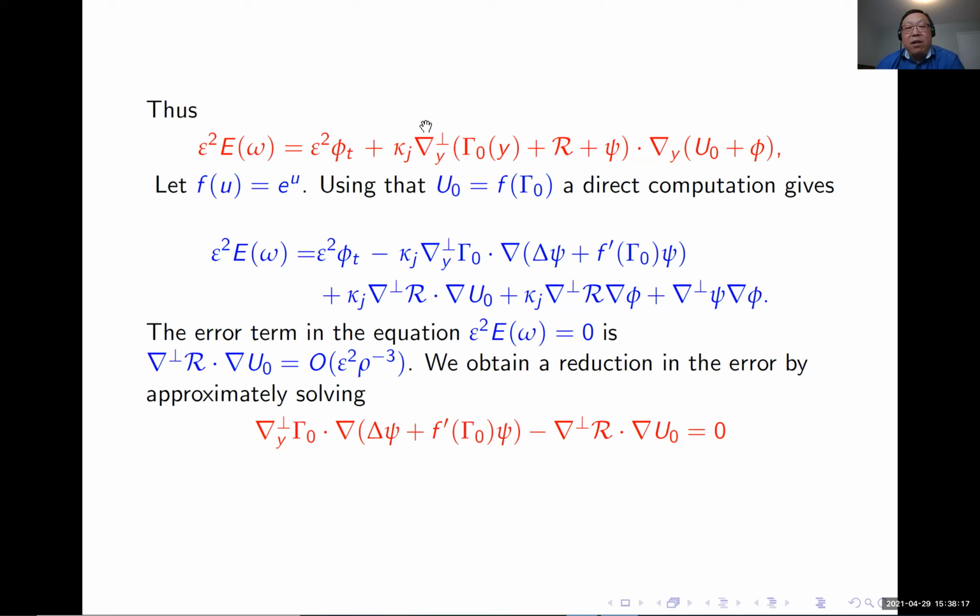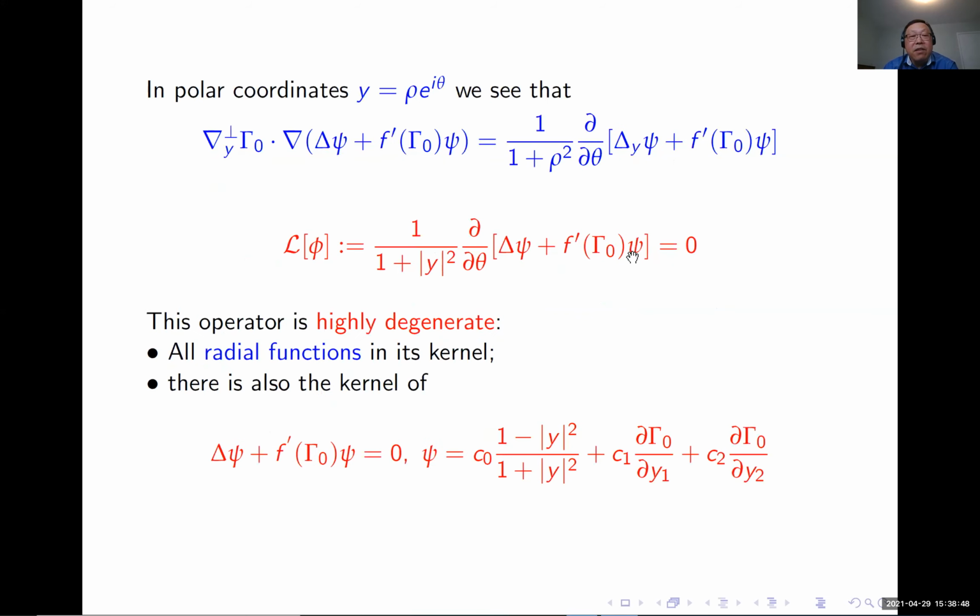So we need to linearize around the solution. This is your linearized operator. This is what you get, okay? So this linearized operator, you see that there's no radial part. All radial solutions are solutions to this part. This is the linearized operator. If you look at this linearized operator, it is third order in the stream function.